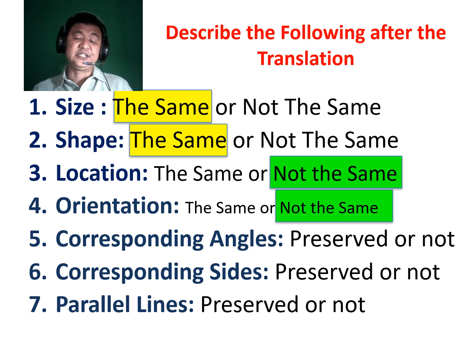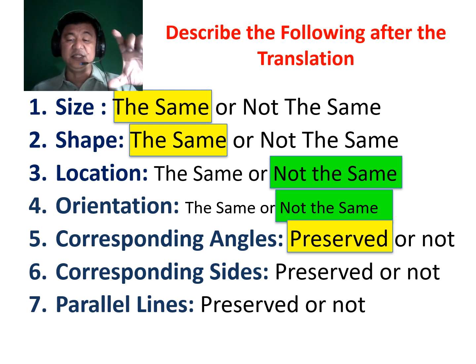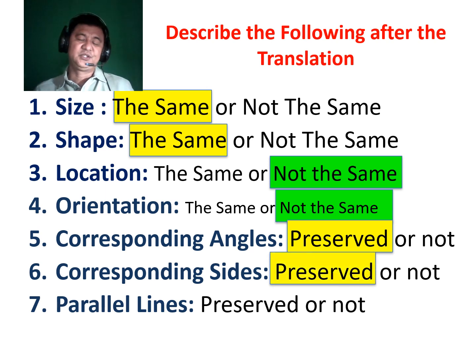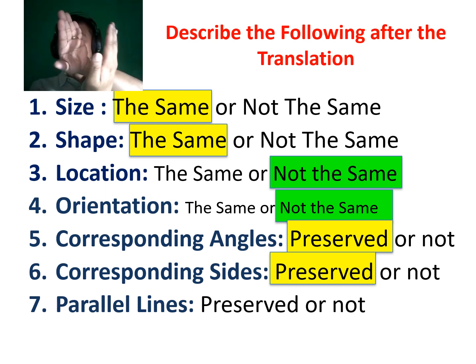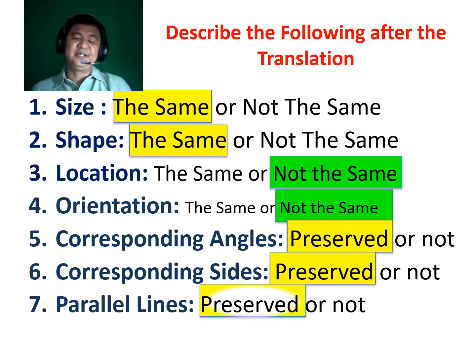Corresponding angle, did the 90-degree angle, when flipped, is it still 90 degrees? Oh yes, it's preserved. How about the sides? If the side is 10 inches, if you flip it, will it still be 10 inches? Yes, it's preserved. And how about parallel lines? If you flip your parallel lines, are they not parallel anymore? They're still parallel. There you go. So remember these characteristics of translation.